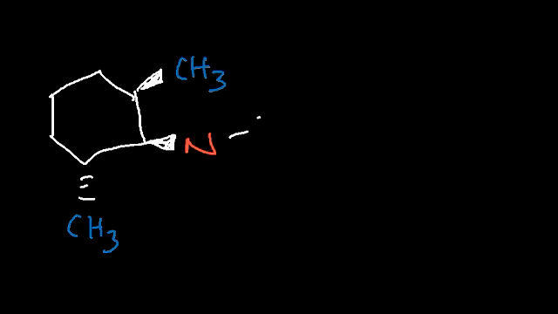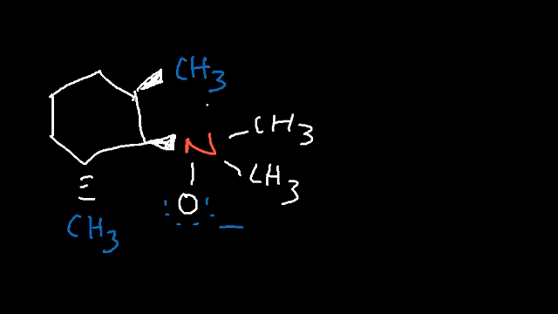Now, starting with a similar substrate, let's say we still had a nitrogen atom in the front that's attached to two methyl groups, and plus it has an oxygen with a negative charge. So this is a tertiary amine oxide. What's going to happen if we add heat to this reaction?